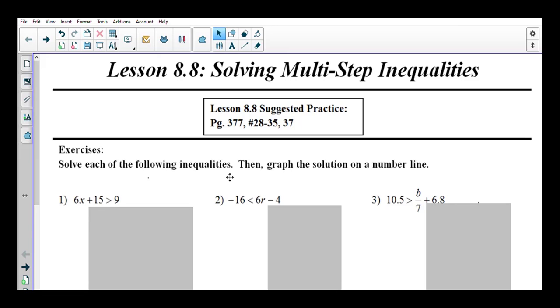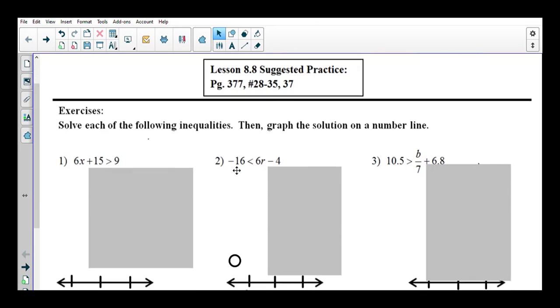This video will focus on the lesson 8.8 guided notes on solving multi-step inequalities. We are going to begin with questions 1 through 11. The bell may ring during this time, so just ignore it. For these questions, we want to solve each of the following inequalities, then graph the solution on a number line.